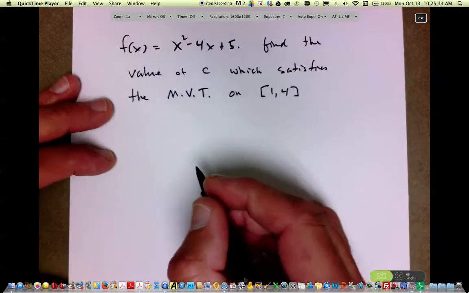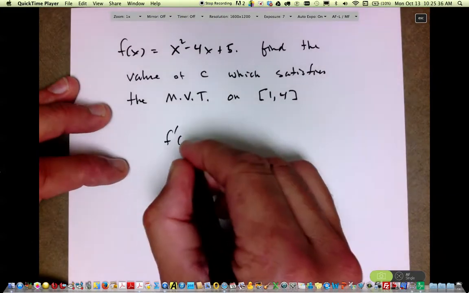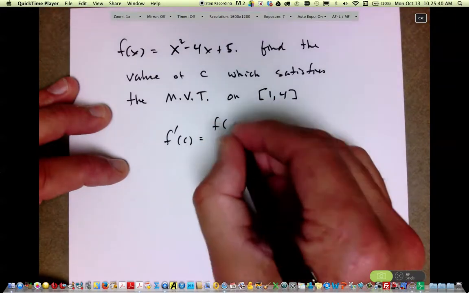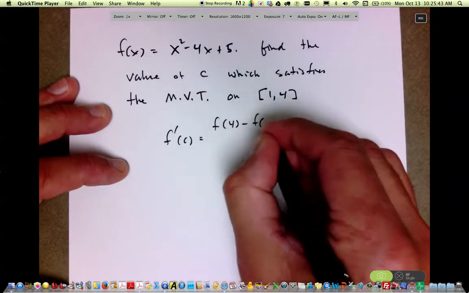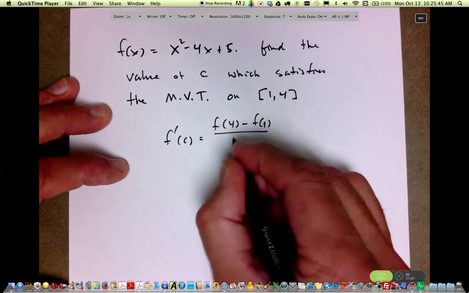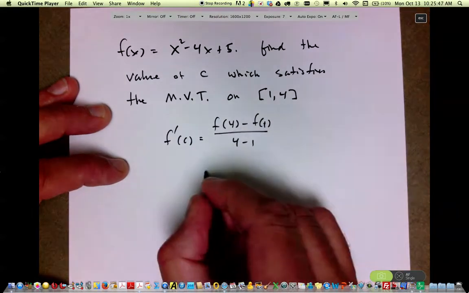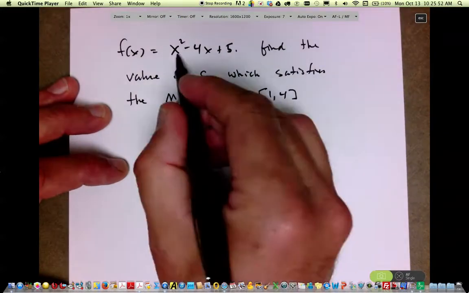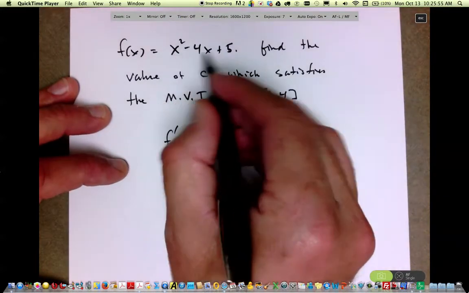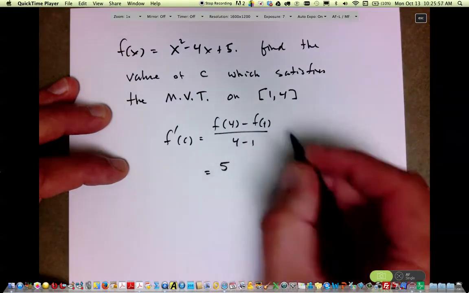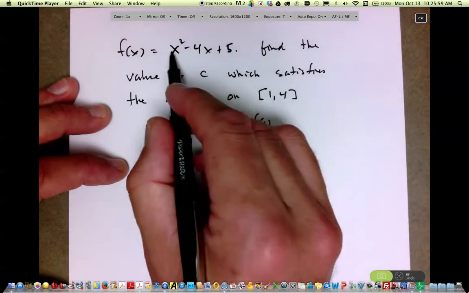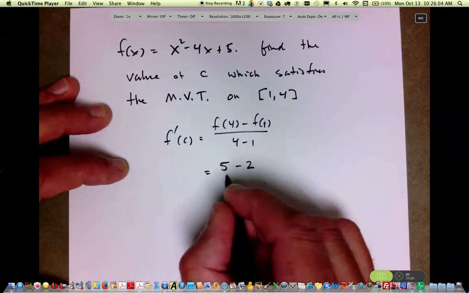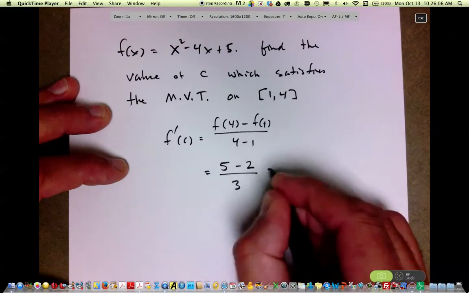Okay, so the theorem says that there's going to be some value c where the derivative is equal to f evaluated at 4 minus f evaluated at 1, divided by 4 minus 1. Okay, so I'm going to work on the right-hand side first. If I take 4 and plug it into this function, we're going to get 16 minus 16 plus 5. That's 5. And if I plug in 1, we're going to get 1 minus 4 plus 5. That's going to give me 2. So we end up with 5 minus 2 divided by 3. And so we get 1.